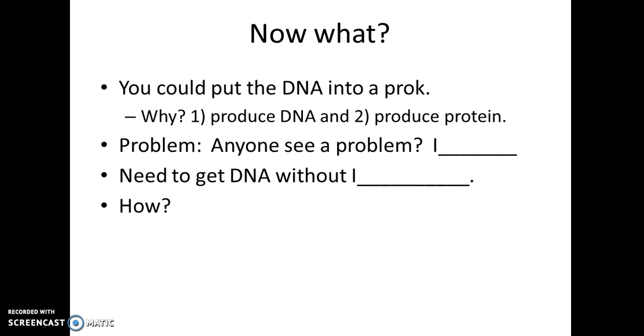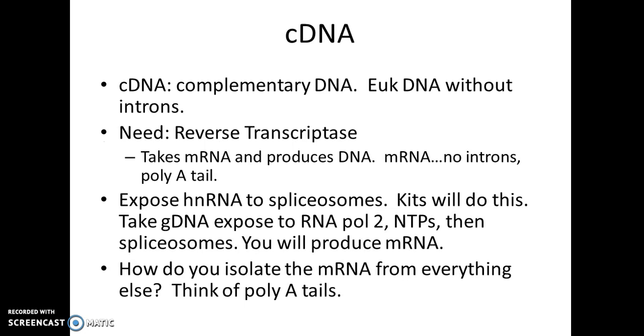And how do you do that? Well, that's the second way you can obtain DNA. It's called cDNA. C stands for complementary DNA, and basically it's the eukaryotic DNA without introns. How do you produce this? Well, you need an enzyme that you might be familiar with called reverse transcriptase. If you remember, reverse transcriptase takes mRNA and produces DNA. Now, the mRNA, as you know, has no introns and it has a poly A tail.